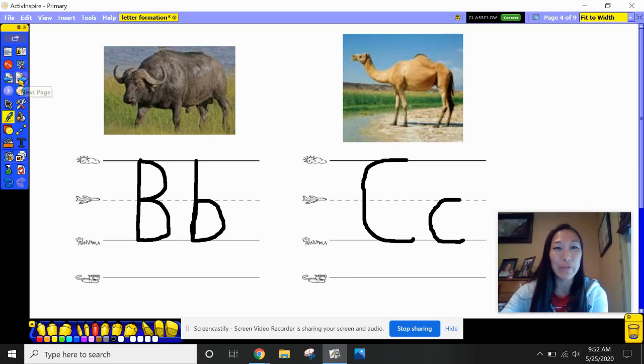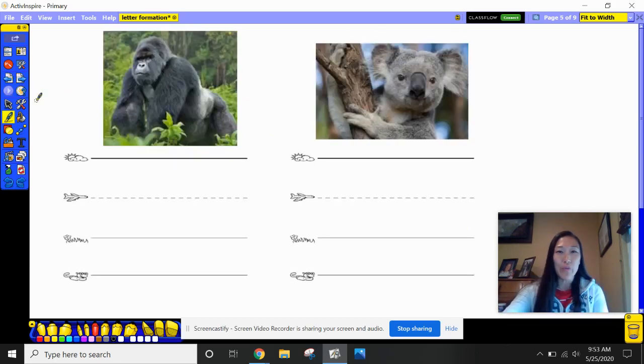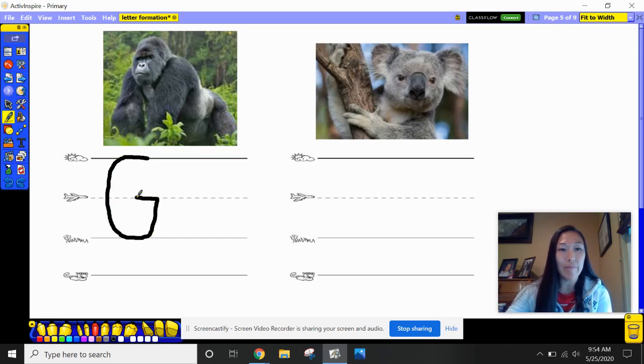Let's check out some more animals. In this picture, we have the gorilla. Gorilla. G, g. Gorilla starts with G. So let's write the uppercase G. Start on the skyline. You're going to fly back on the skyline, land on the grass line, but keep curving up to the plain line and fly back on the plain line. G, game, G. All right, good.